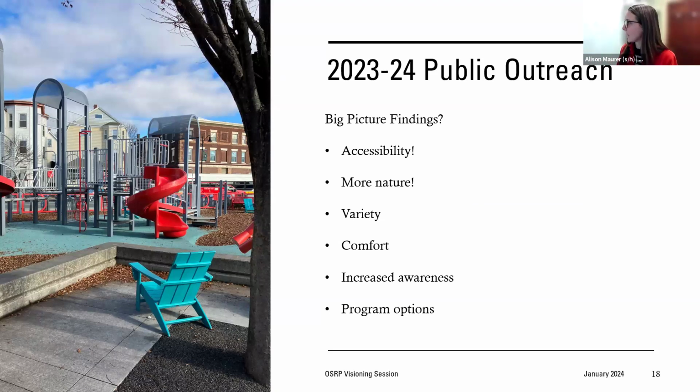But accessibility of all kinds, really a desire for more nature, more interaction with nature, more plants, an interest in variety, an interest in comfort, particularly as temperatures increase, as climate change increases the extremes of highs and lows, increased awareness of programs that exist, of the spaces that are out there, the amenities that are out there, and a desire for more program options. There was a lot of feedback about programs that fill up fast, sports fields that fill up fast, and so just more options for people to be able to access them.